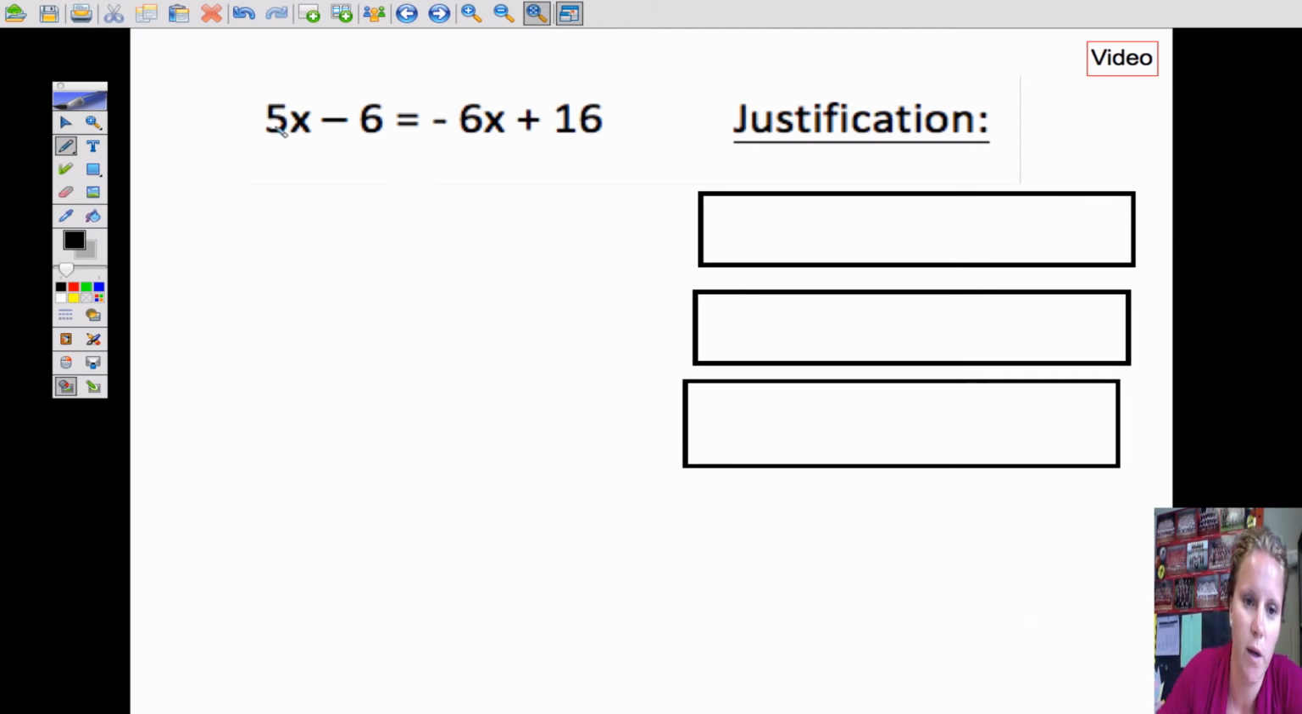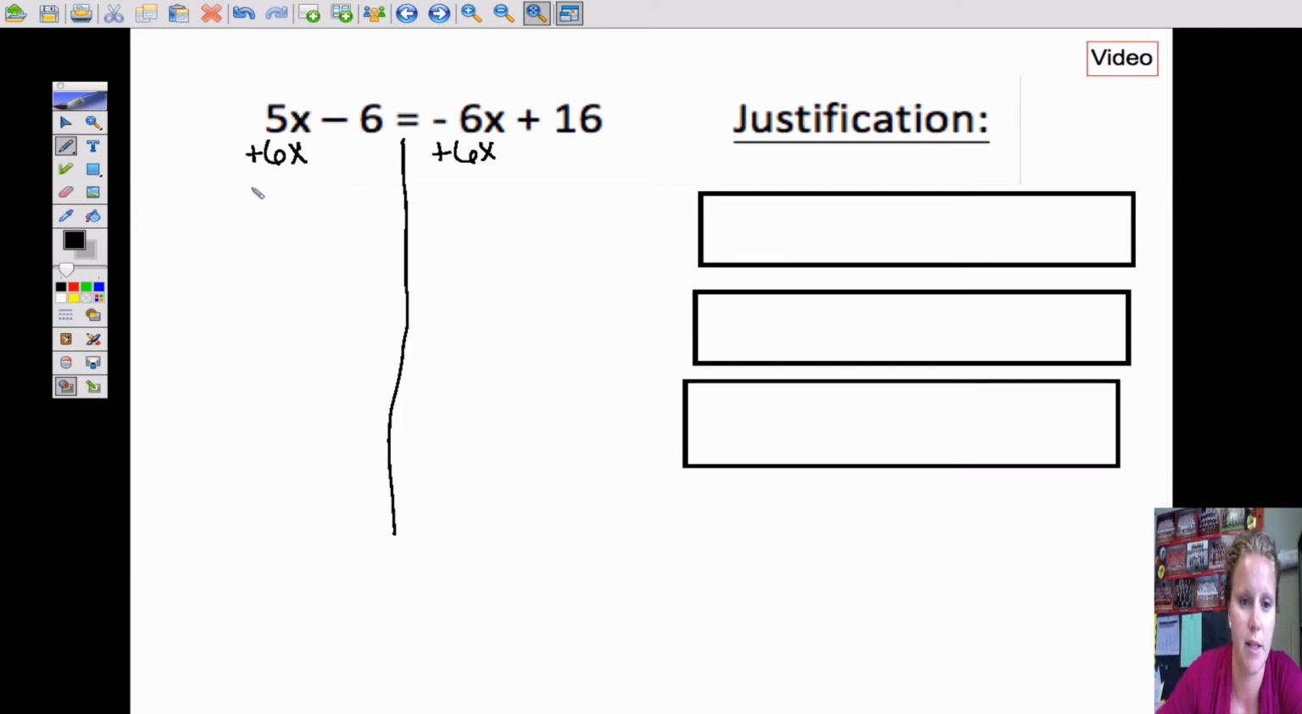So if I'm going to solve this equation, first thing I'm going to do is draw my line down. There are no parentheses, so I don't have to get rid of parentheses. I don't have to combine like terms because my like terms are on opposite sides. So I have nothing to combine over here and nothing to combine over here. What I do need to do first is get x to one side. I notice that I have a 5x and a negative 6x. Negative 6 is smaller than 5, so I'm going to add 6x to both sides.